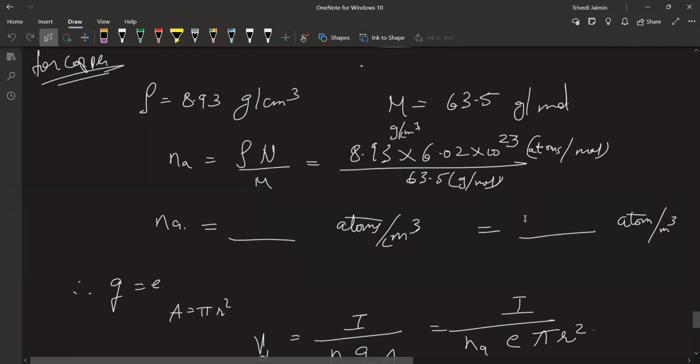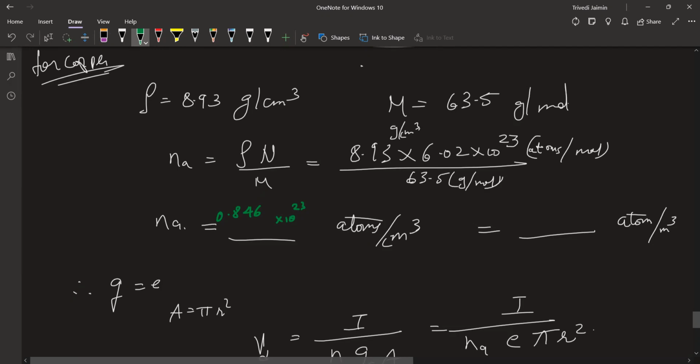Sir, 0.85 into 10 to the power of 23 atoms per centimeter cube. I got 0.84, sir. 84 and next digit. 6, sir. 846. Okay. So 0.846 or 0.85.